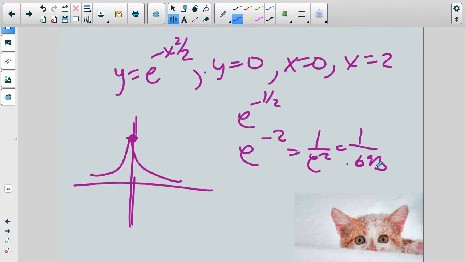It looks like a little bell curve, but a little more flat. And we're going y equals 0, x equals 0. This is one they would give you a graph of. And 2, where is it on the bell curve? It's something like that.